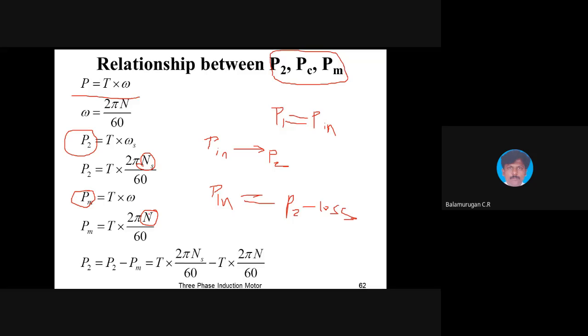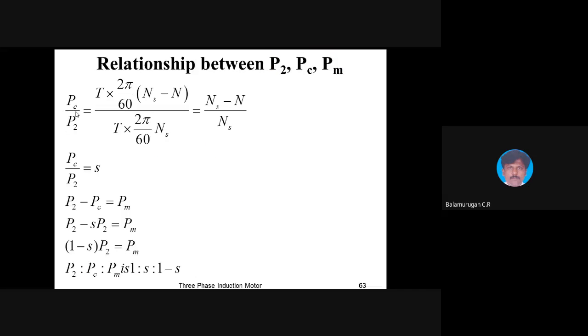So for mechanical power, the rotor will have the speed n, and we'll have PM, the mechanical power, equal to this value. Here, this is not P2, you can consider this as PC. What is PC? PC is the copper loss. How will you calculate the copper loss? Input minus output. This is the rotor input and this is the rotor output. So we can write the formula: T into 2 pi ns divided by 60 minus T into 2 pi n by 60.